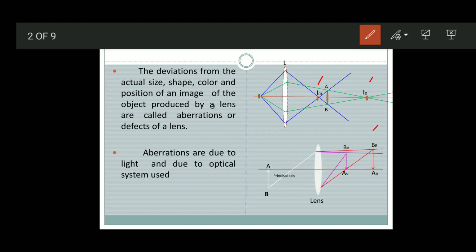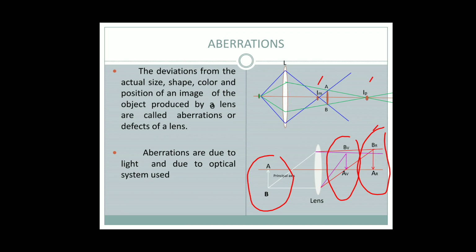So for a single object, we are observing two images here. At the same time, in the second diagram, there is a white object. The white rays are incident on the convex lens and scattered into 7 colors. So 7 images are found. One is the violet image AVBV and the second one is the red image ARBR. The remaining 5 color images are found in between AV and AR. So here also a perfect image is not formed. This type of defect is called aberration.